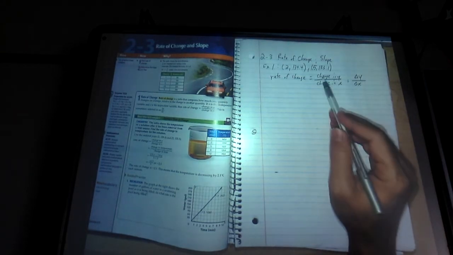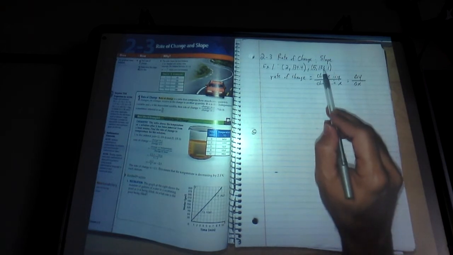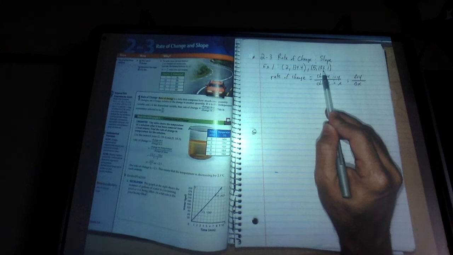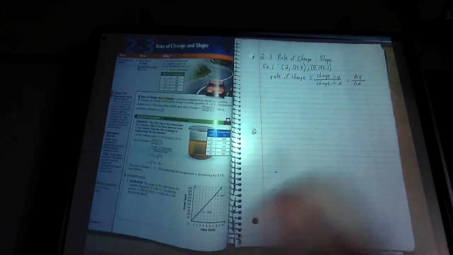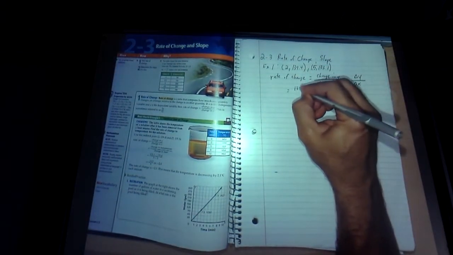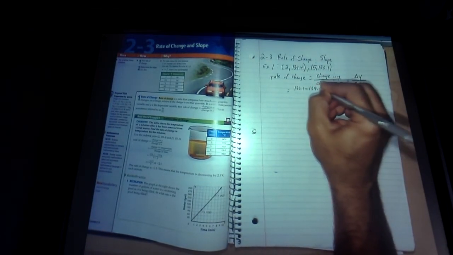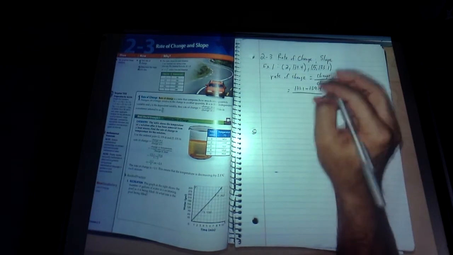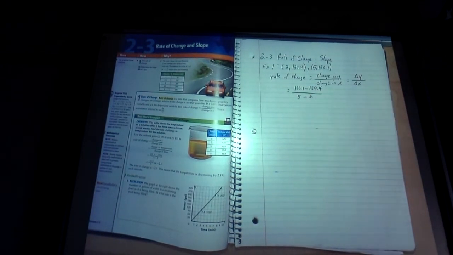So we're just going to plug in. What do our y's change by? When we set this up, we will generally take the second y minus the first y, and the second x minus the first x, so you can see in the book what's going on here. So I'm going to take my second y, which is 133.1, and subtract the first y, 139.4. I'm going to divide that by the second x, 5, minus the first x, 2.